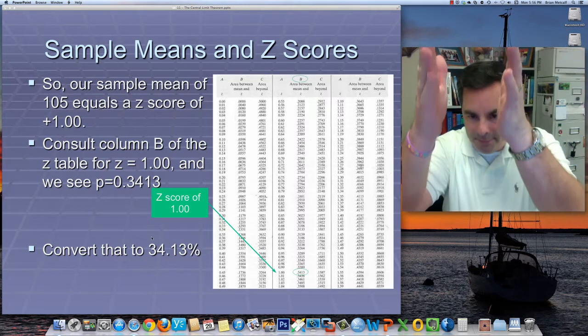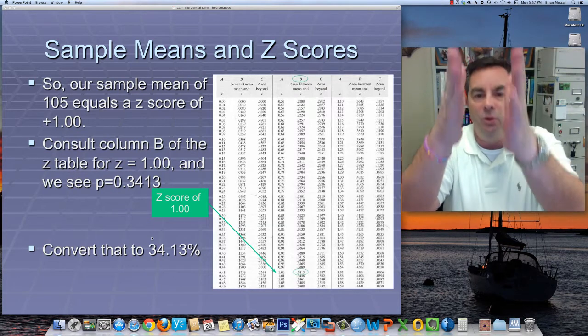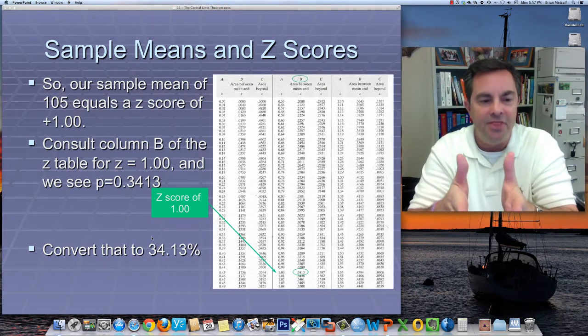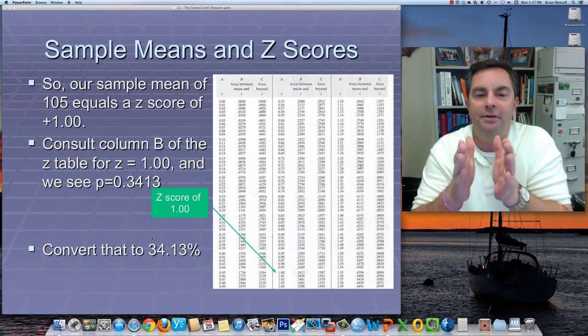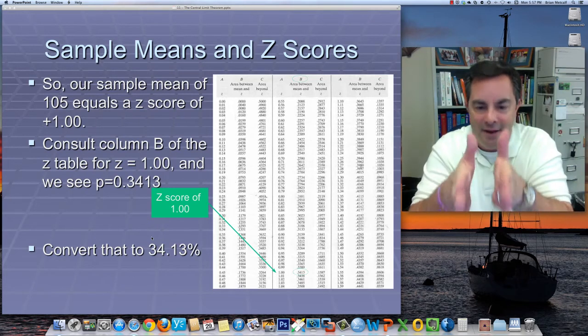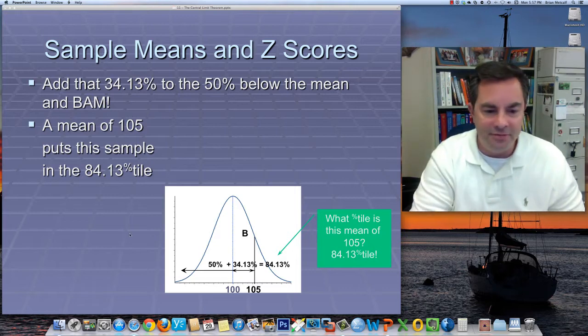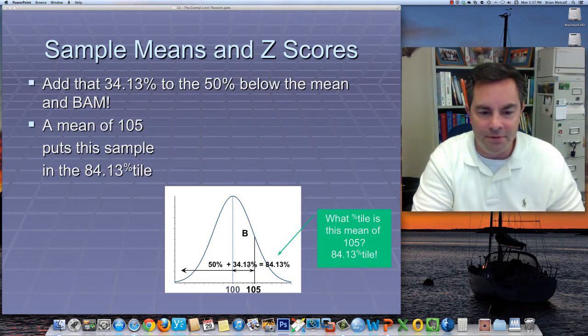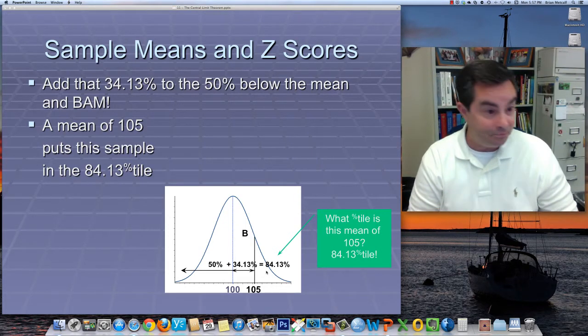Okay, so that little wedge that I was just pointing out on that graph earlier, that column B wedge that I need, is 34.13%. 34.13% of the samples are in that wedge. Now add it to the bottom 50%. 50 plus 34.13% is equal to 84.13%. Boom. That's my percentile.